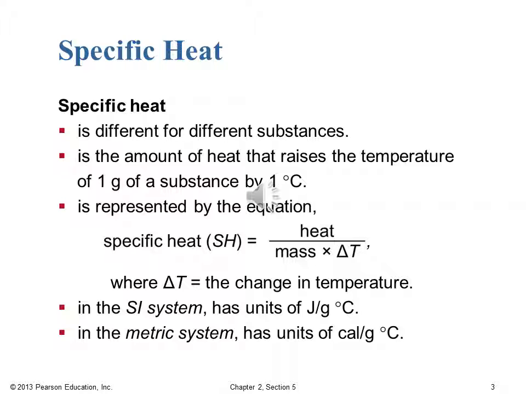In the SI system, the units we'll expect will be joules per gram degree Celsius, and in the metric system, we'll expect units of calorie per gram degree Celsius. So we will see the calorie, sometimes we'll see the joule other times, and based on our earlier discussion, we showed the relationship that 1 calorie is equal to 4.184 joules. So we can go between the systems. It's just a factor of 4.184, which we would multiply the calorie value by to get into joules.